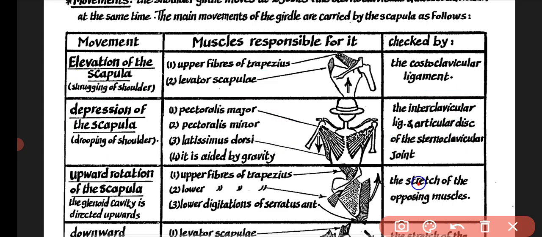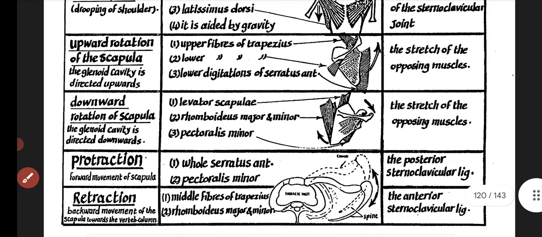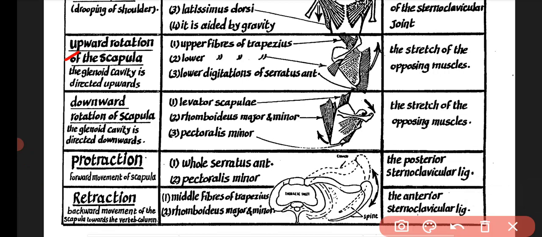Okay, the next movement is the upward rotation of the scapula. In upward rotation, the glenoid cavity is directed upward. The muscles responsible for the upward rotation are the upper fibers of the trapezius, the lower fibers of the trapezius, and the serratus anterior. See, here is the upward rotation movement of the scapula, and the downward rotation movement of the scapula. The muscles responsible are levator scapulae, rhomboid major and minor, and the pectoralis minor.